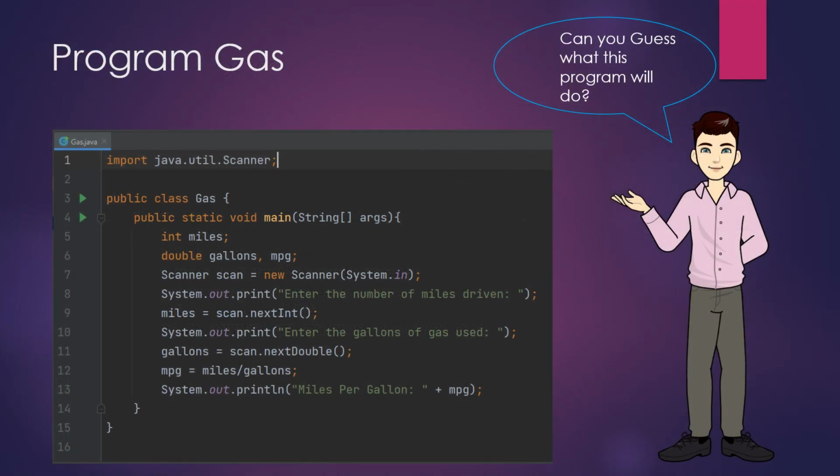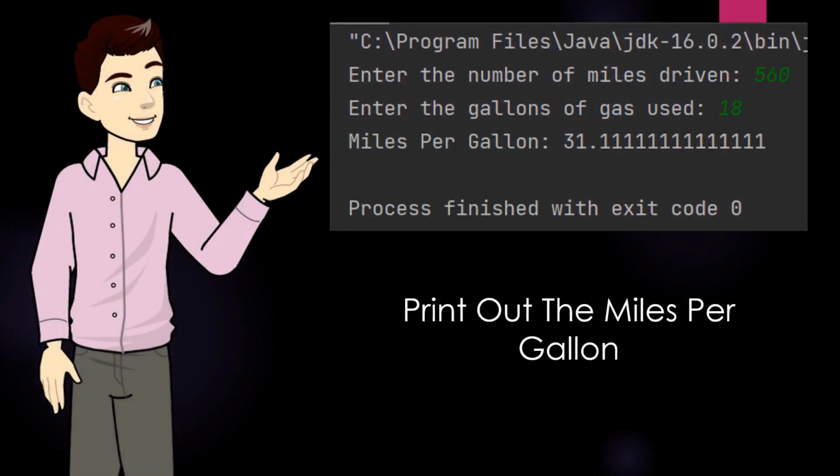Here is a program called guess. Can you guess what this program will do based on what you learned about the scanner class? If you stated that it will print out the miles per gallon, you are correct.